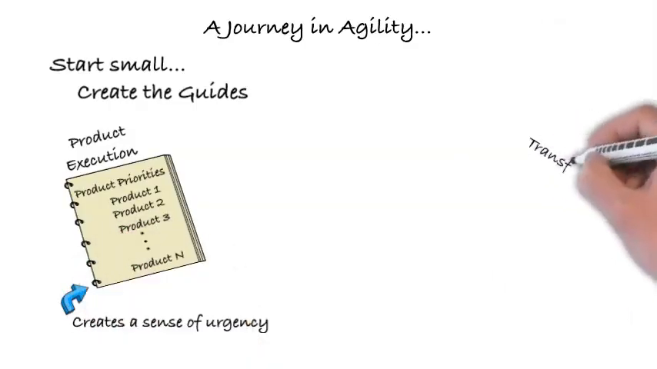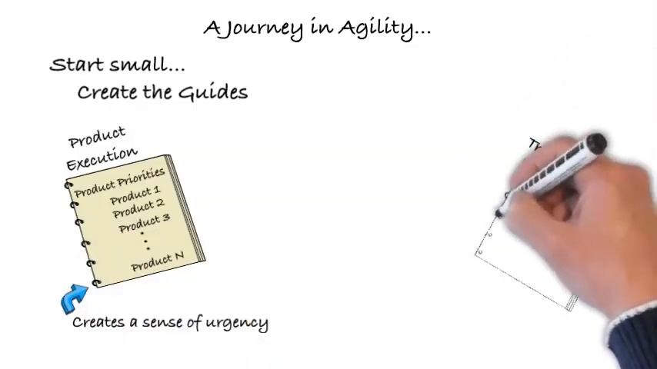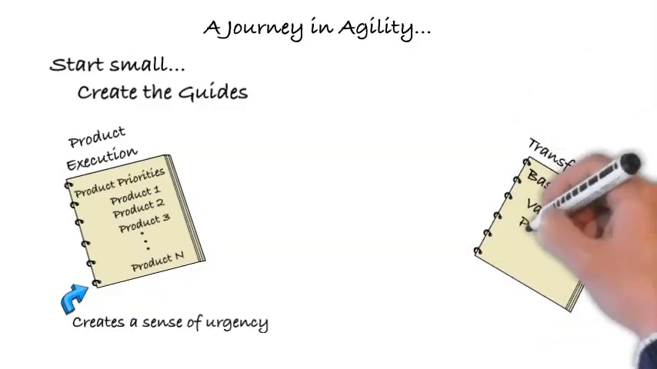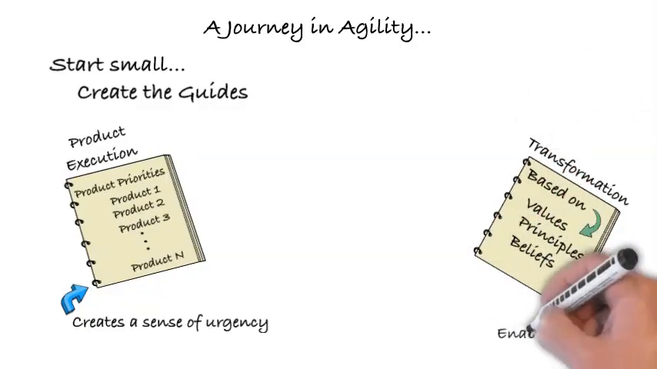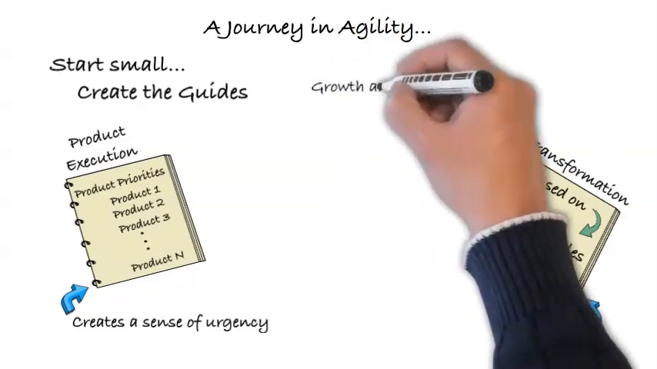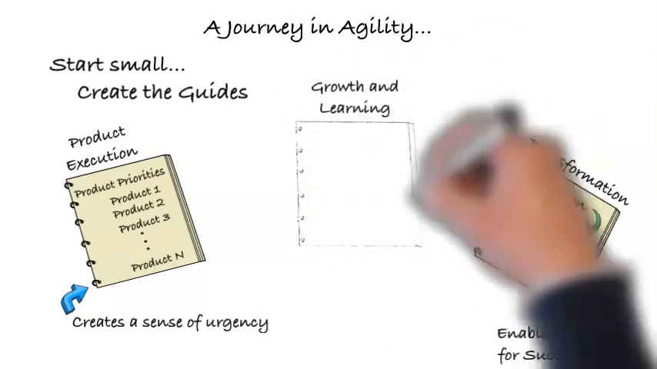The next guide is a transformation guide. It is based on the values, principles, and beliefs of the organization. The transformation guide describes how the organization is able to be successful in their Agile journey. It includes such things as the support system, the accounting system, the roles and responsibilities, the training, and coaching approaches required to be successful. Finally, we get to the growth and learning guide.